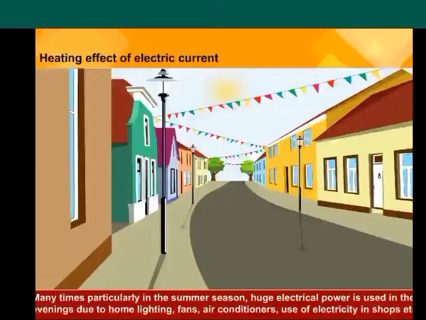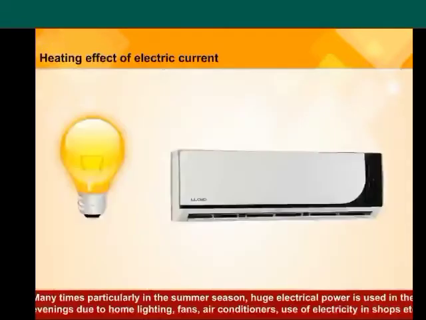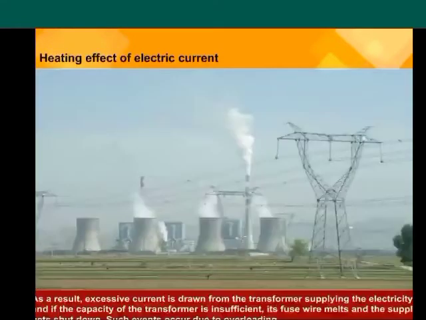Many times, particularly in the summer season, huge electrical power is used in the evenings due to home lighting, fans, air conditioners, use of electricity in shops, etc. As a result, excessive current is drawn from the transformer supplying the electricity, and if the capacity of the transformer is insufficient, its fuse wire melts and the supply gets shut down. Such events occur due to overloading.